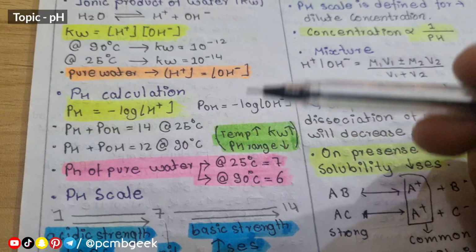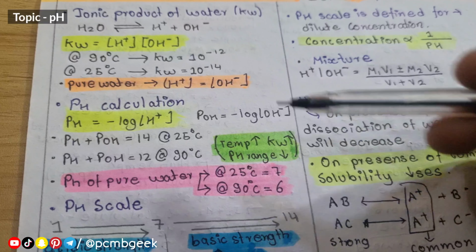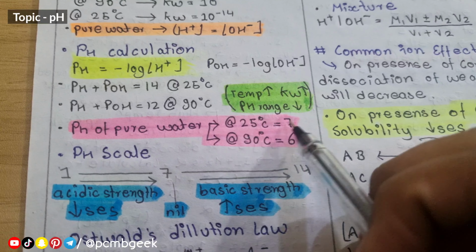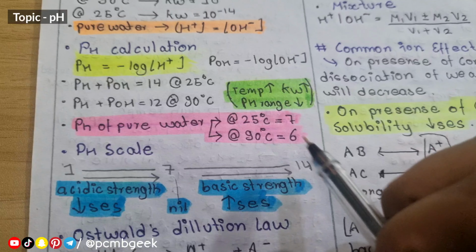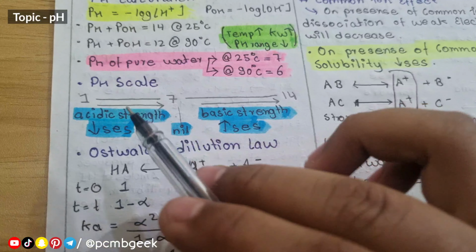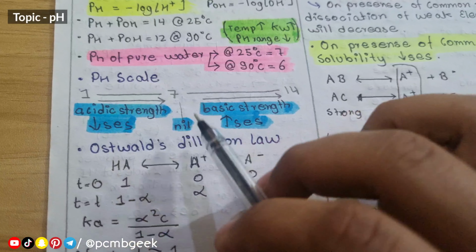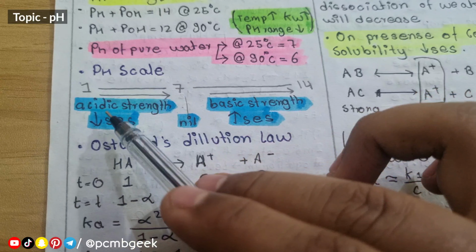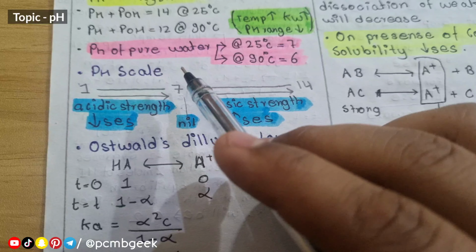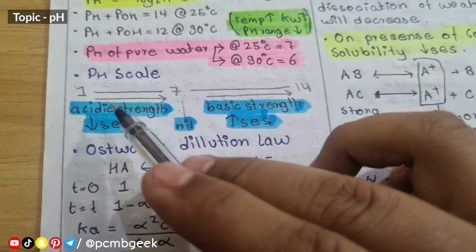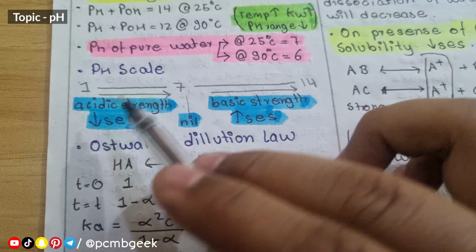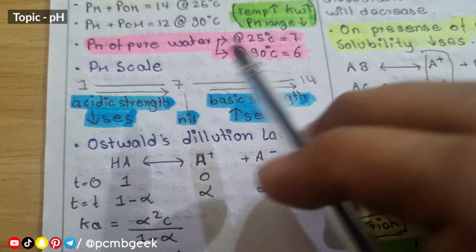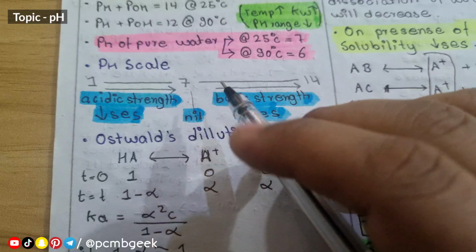When the temperature increases, the ionic product of water increases, that's why the pH value decreases. pH of pure water is 7 at 25 degrees centigrade and 6 at 90 degrees centigrade. Any solution can be classified as acidic or basic through this pH scale. If it lies between 1 to 7, it is acidic, and when it lies between 7 to 14, it is basic. As we go from 1 to 7, the acidic strength decreases, and basic strength increases as we go from 7 to 14, and at 7 it is the neutral state.